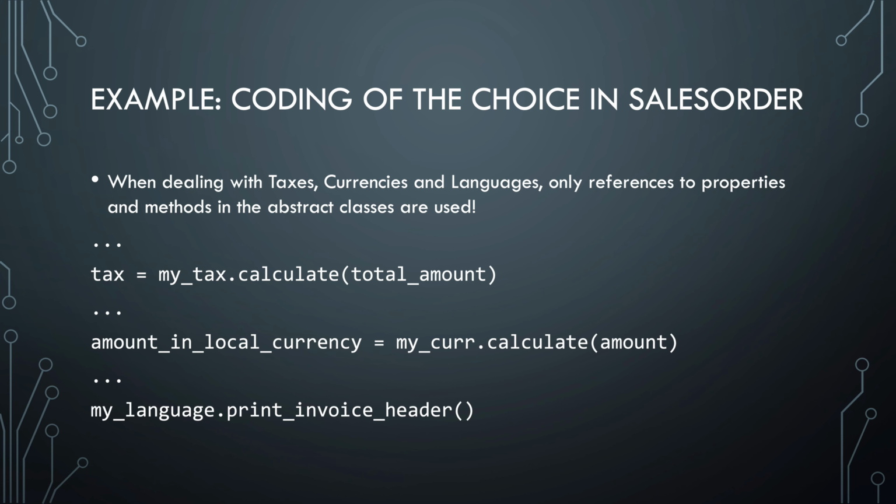When we actually deal with taxes, currencies, and languages, we refer to the tax, currency, and language strategies. But we don't need to know anything about the actual implementations that are used. If we introduce new countries, tax rate changes, or currency conversion changes, or language translations are updated, we don't need to change anything in the part of the code that uses the strategies, because these changes are all encapsulated behind each abstract strategy.